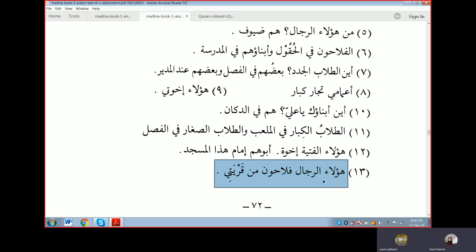Hawla il-rijalu, falahun min kariyati. Remember this Hamza will be joined with Ra. Alif and Lam are silent here, because Ra is a Shamsi letter, so we join Ra with Hamza. Hamza Kasra Ra Sakin, Ha ula ir-rijali.